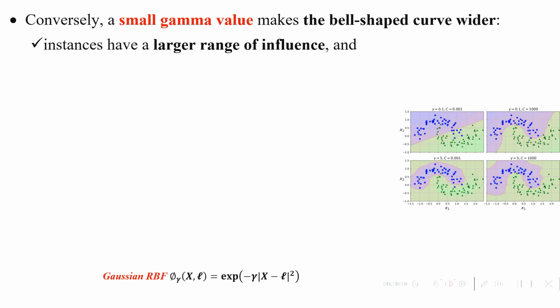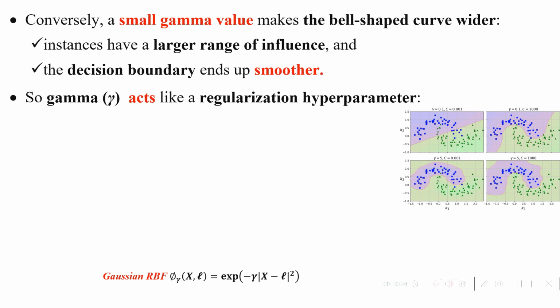Okay, instances have a larger range of influence, and the decision boundary ends up smoother. So like that, we're going to get different shapes with respect to gamma values. If it is a small value, one shape, and if it is a high value, you will get different shapes. So gamma acts like a regularization hyperparameter. It is also one type of regularization hyperparameter. By changing the values of gamma, we get different shapes of our outputs.